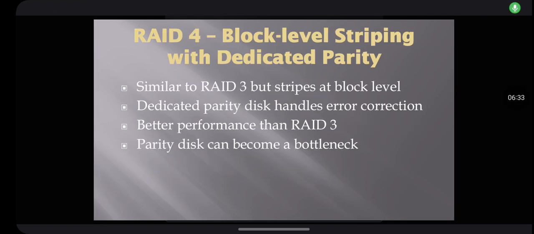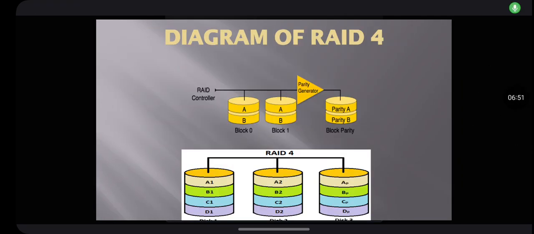And next, RAID 4. RAID 4 improves on RAID 3 by using block-level striping. This means it reads and writes larger chunks of data, but like RAID 3, it still uses a single parity disk, which can slow things down under heavy loads. And see the diagram of RAID 4.